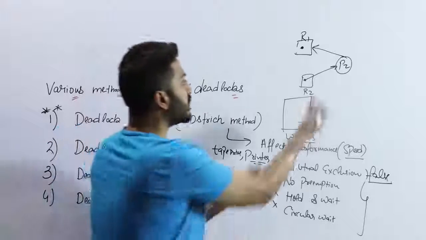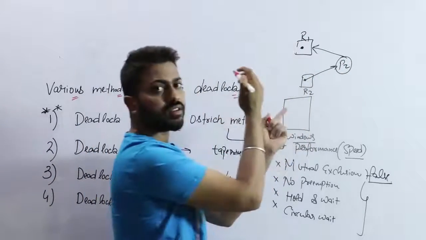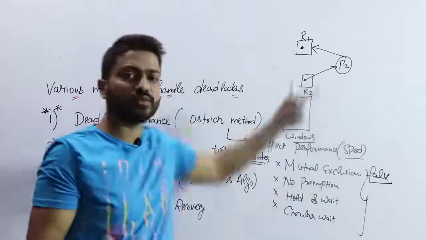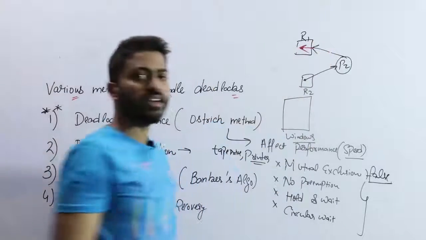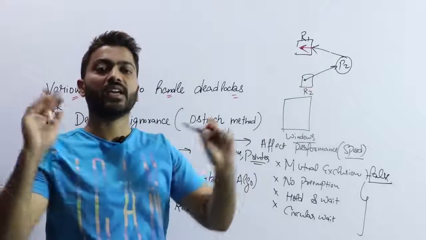So in this situation P2 already has R2, P2 needs only R1 and R1 is free. So if the resource is free, give it simply. So I will give this resource to P2. Now P2 can successfully execute.